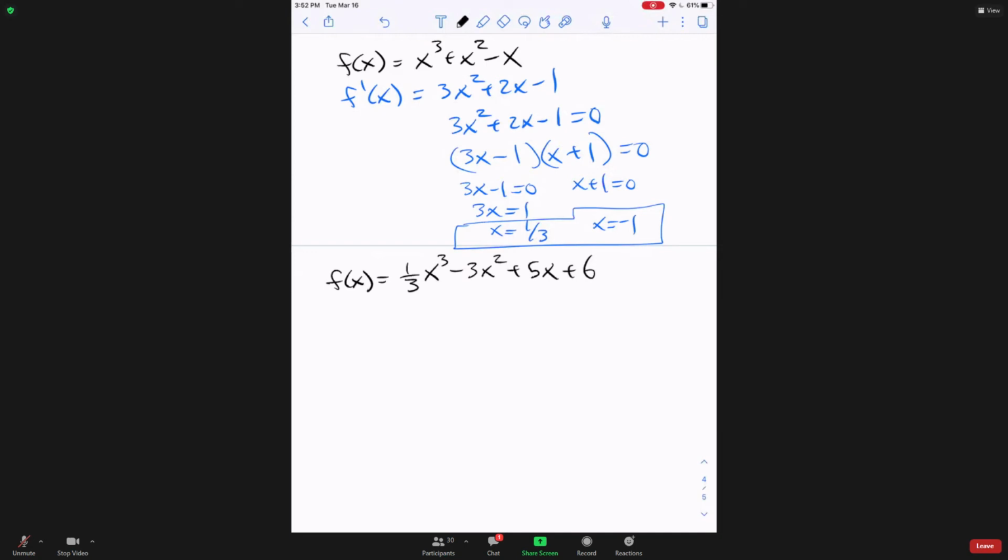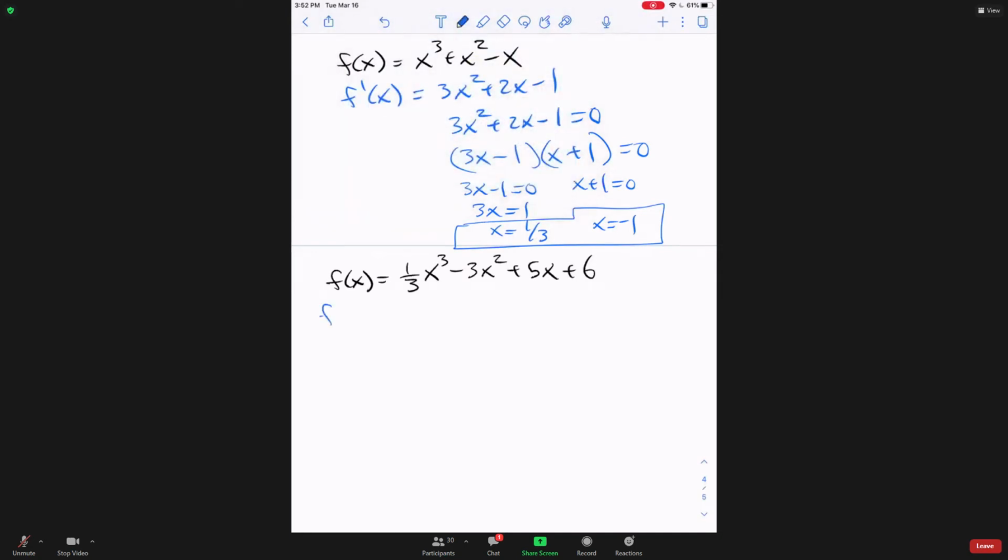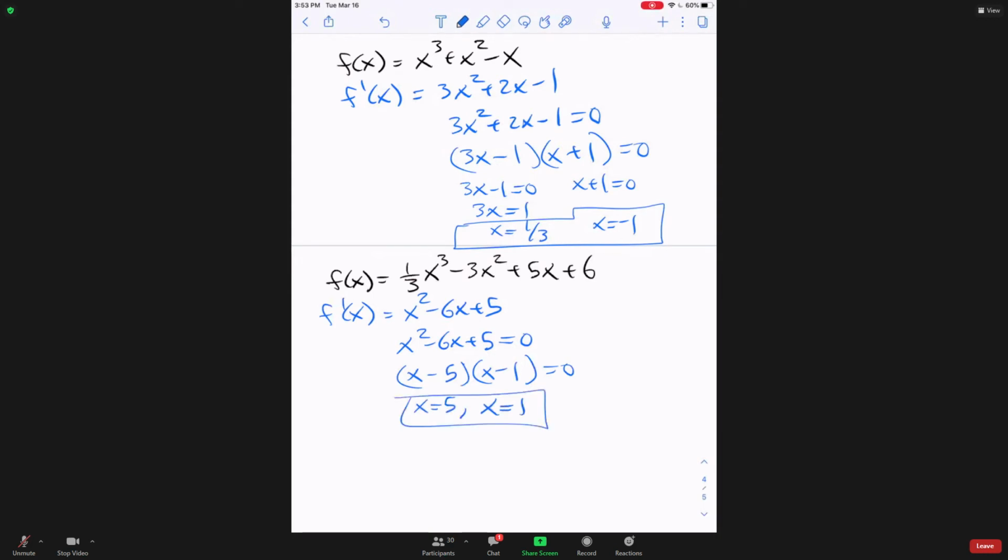Okay, so the derivative is 3 times 1/3, which is 1, times x squared minus 6x plus 5. Set it equal to 0. This is a pretty easy one. I got this from my business calculus book. It factors as x minus 5 times x minus 1. So you get x equals 5, x equals 1, right? Those are your critical values.